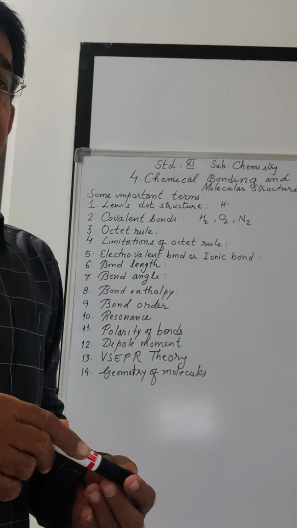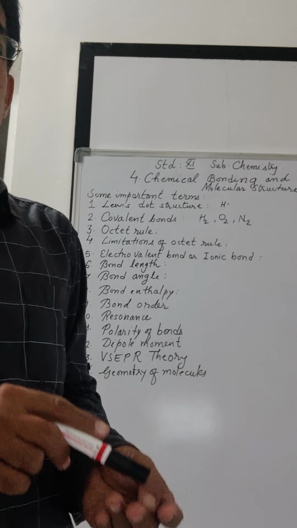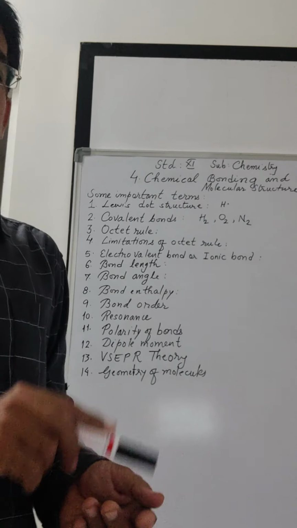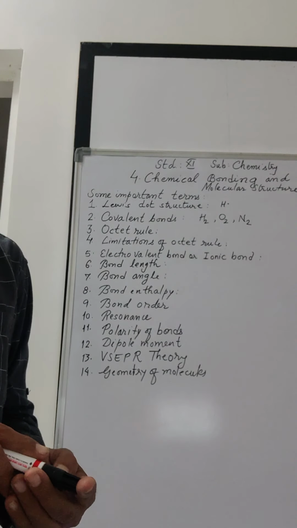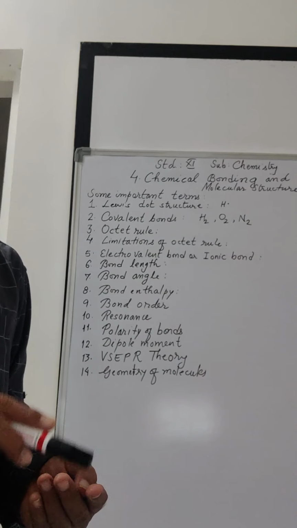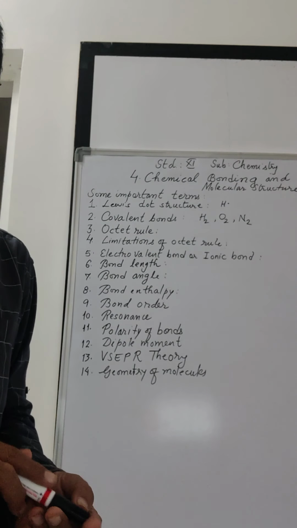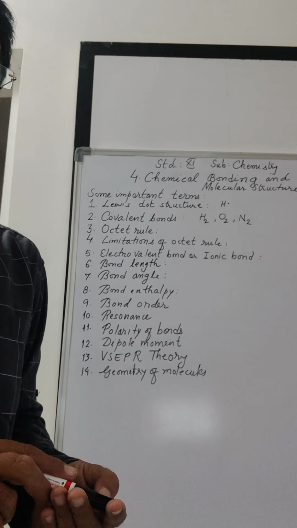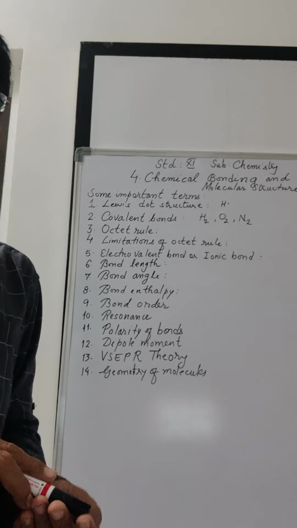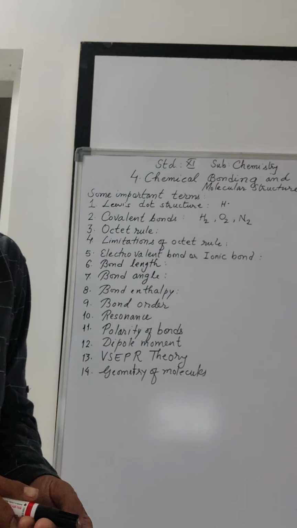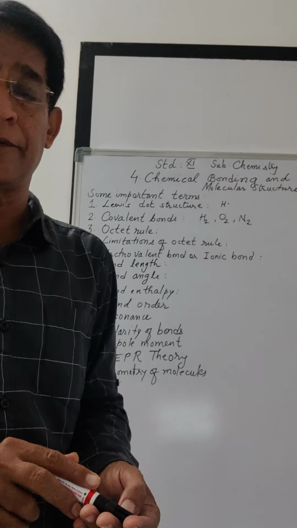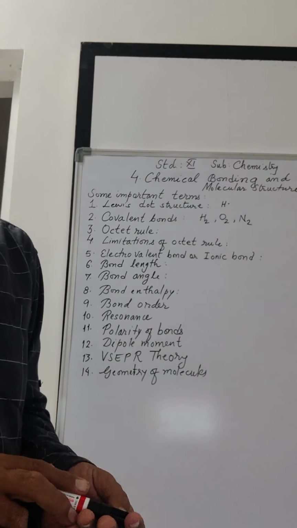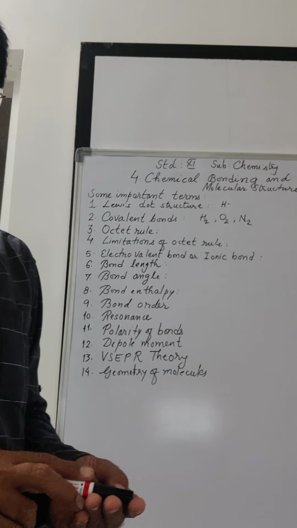It is defined as the angle between the orbitals containing bonding electron pairs around the central atom in a molecule or complex ion. It gives some idea regarding the distribution of orbitals around the central atom in a molecule or complex ion, and hence it helps us in determining its shape.